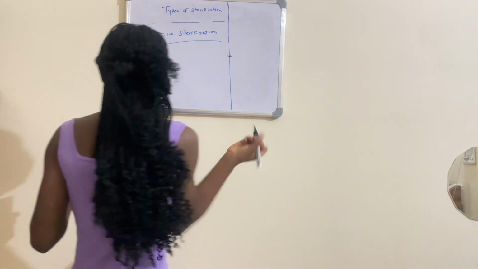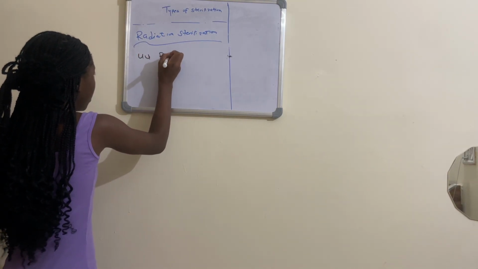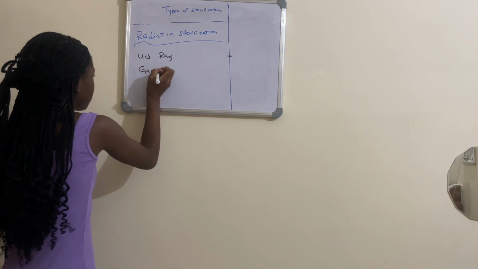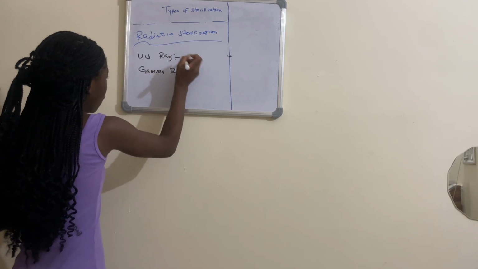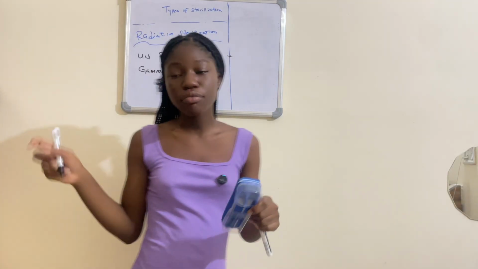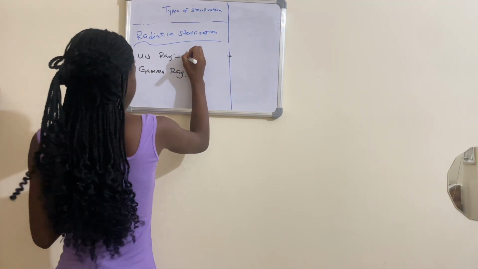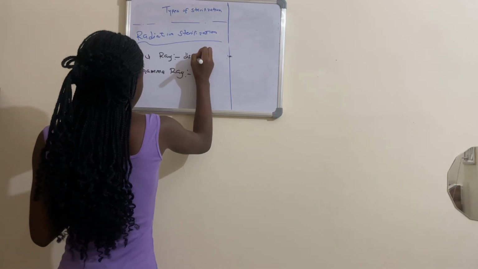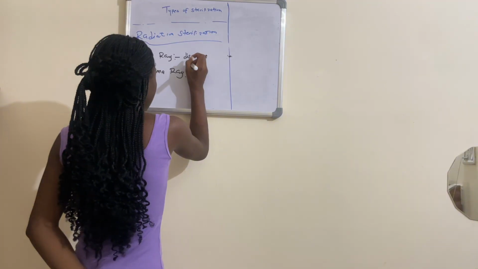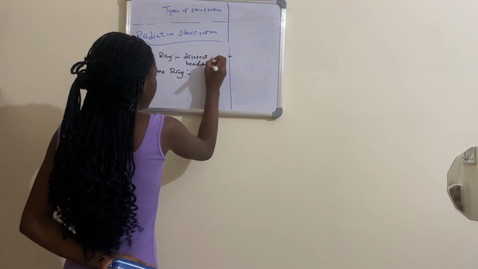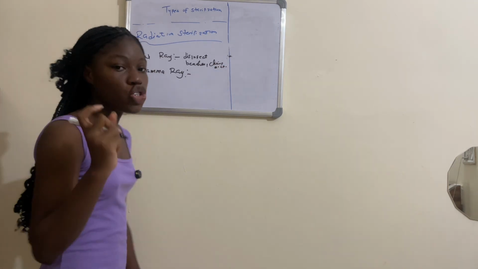Or materials. So there are two types. We have the UV ray and we have the gamma ray. In another video, I will explain both of them in detail, but today it's just an overview, right? So the UV ray is actually used to disinfect laboratory, hospital benches, chairs, etc.